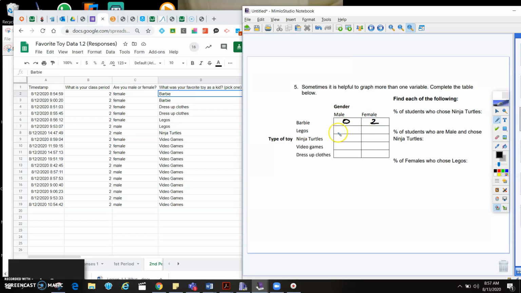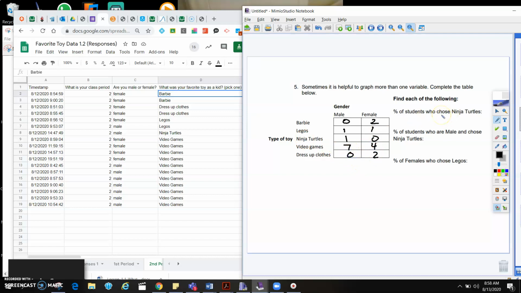Of Legos, how many were male, how many were female? Well, we got 1 of each. Ninja Turtles, we got 1 male. Video games, we've got 1, 2, 3, 4 females, and then we've got 1, 2, 3, 4, 5, 6, 7 males. And for dress-up clothes, we got 2 females.